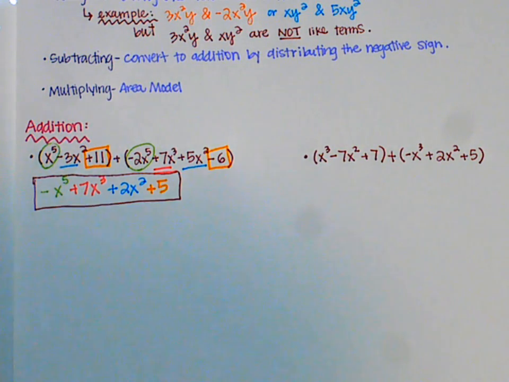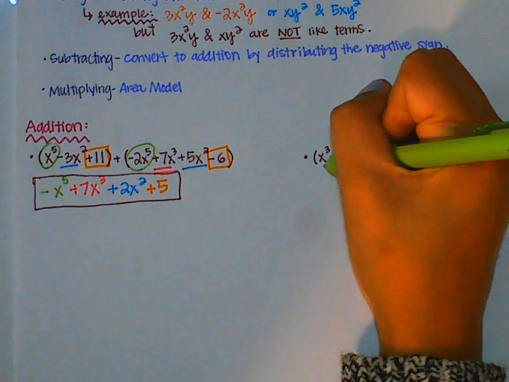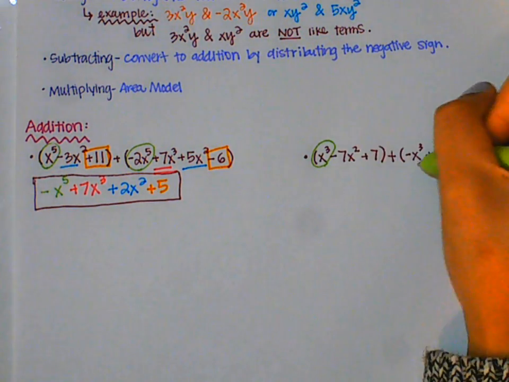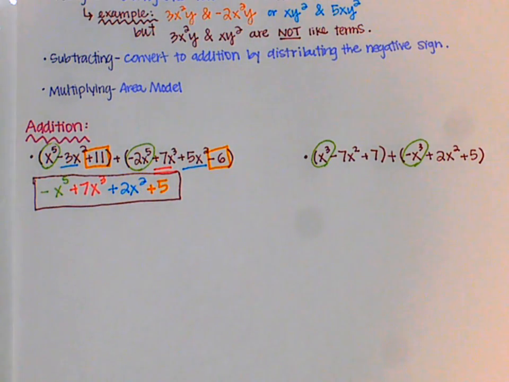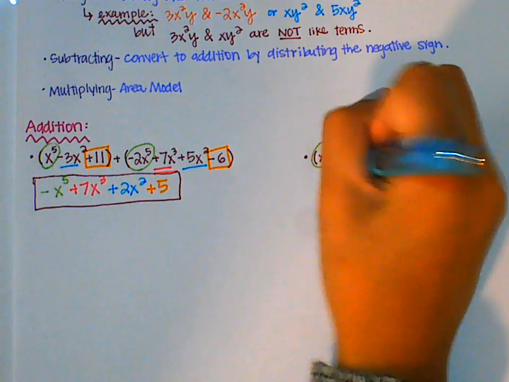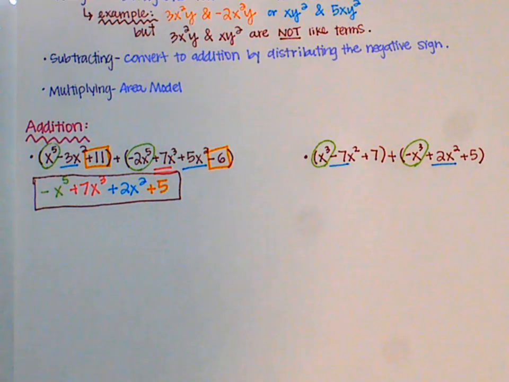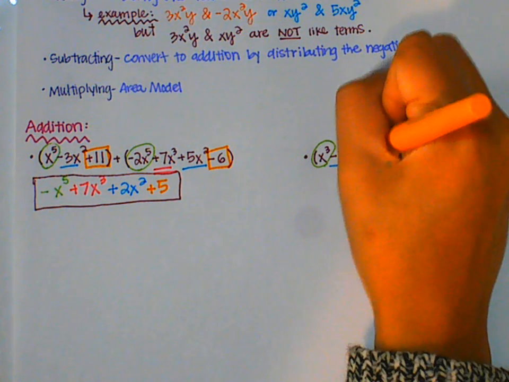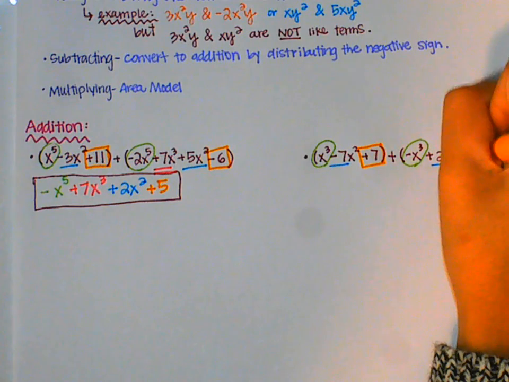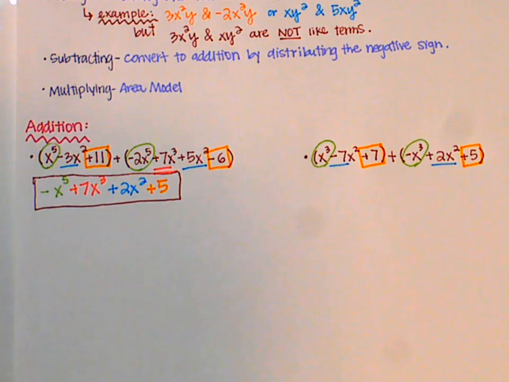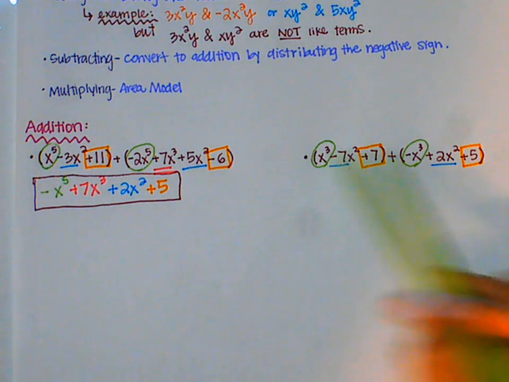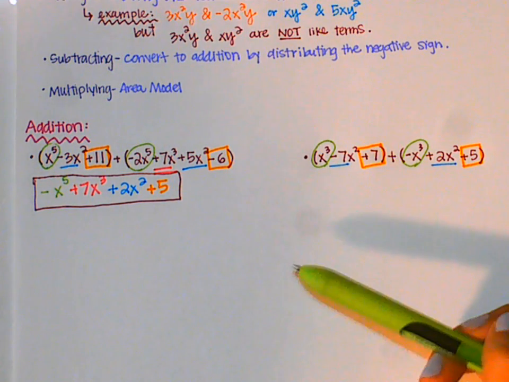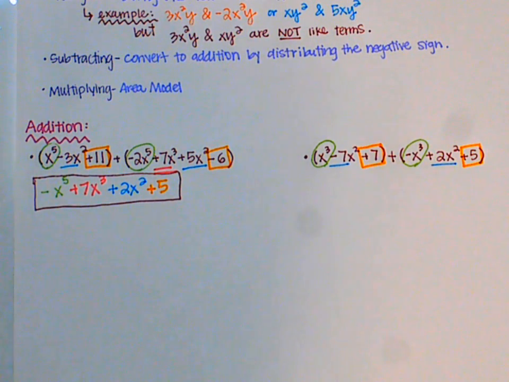With the next one, I'm going to do the same thing again. I'm going to start off by identifying my like terms. So here I have an x cubed, and I find one on this side also. I have an x squared, and I have another one here. And then I also have a constant and a constant. So x cubed minus x cubed will just cancel out and I won't have anything there anymore.